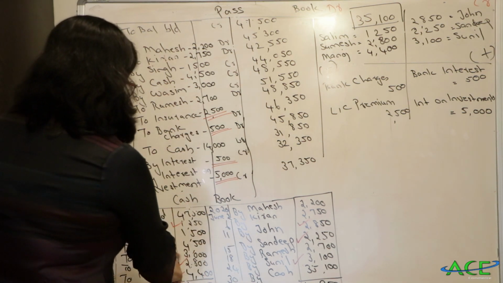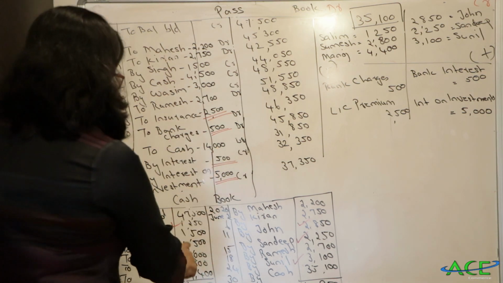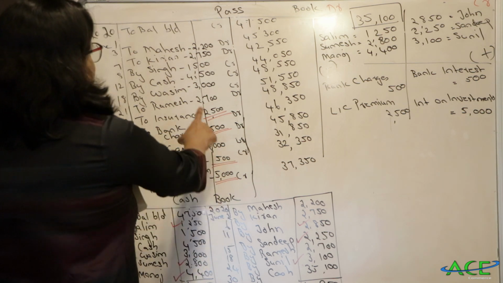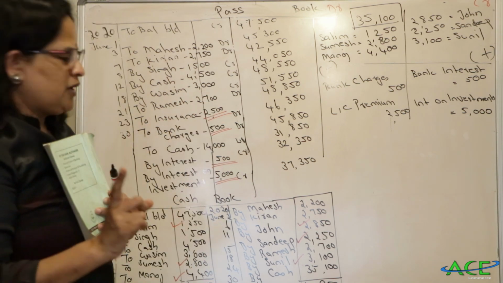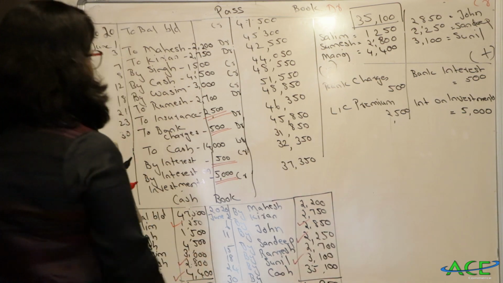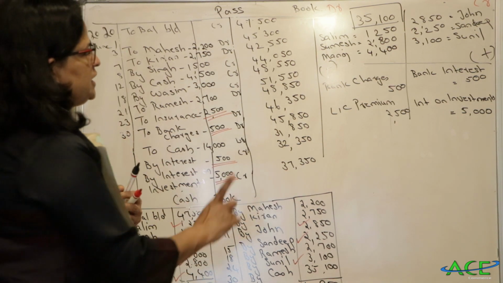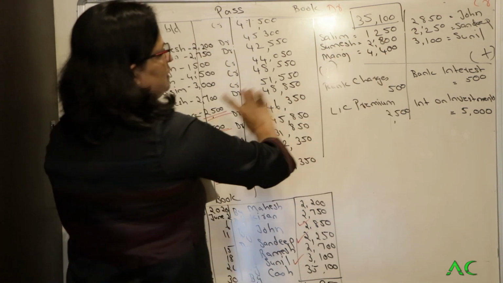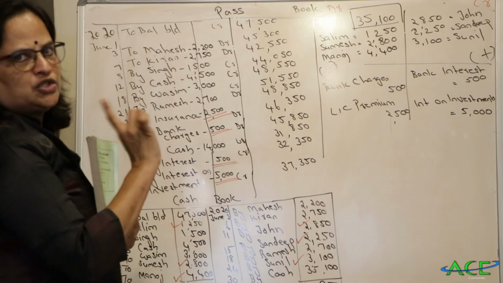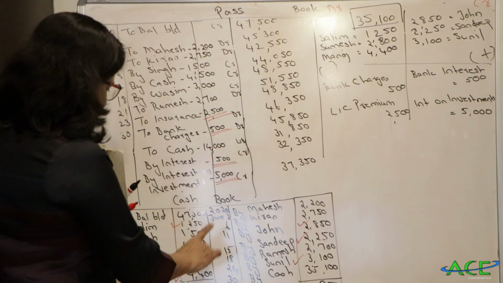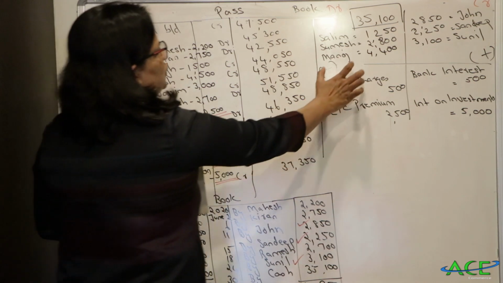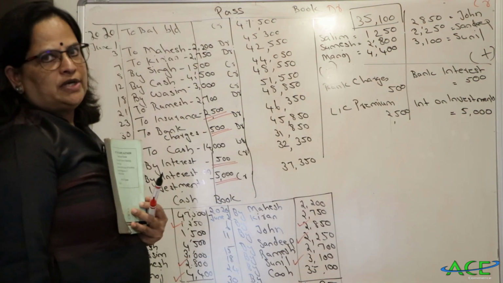Whereas if you see Wasim's account 3000, Wasim's account 3000 is there. It will not come. Whereas if you see Sumesh's account 2800, it has to come here because it's appearing only in the cash book. It's not there in the passbook. Manoj's account 4400, so here Manoj's account 4400.